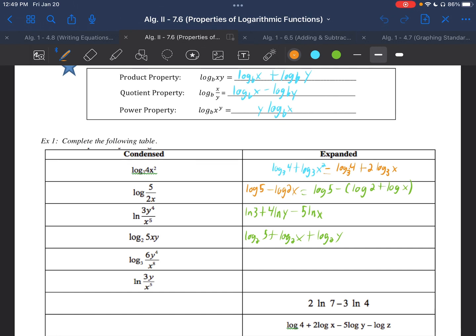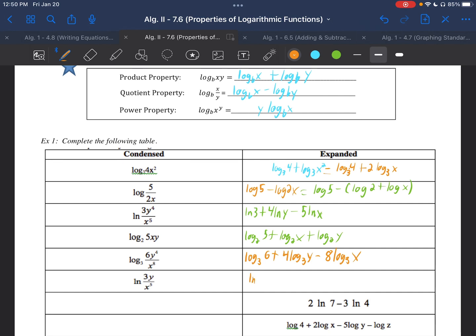All right, so it'll be log base 3 of 6 plus 4 times log base 3 of y. Use both the power and the product rule there, minus 8 times the log base 3 of x. Once again, using the power to bring the 8 down in front, and then the quotient rule there to use the subtraction. All right, I encourage you to try the next one on your own as well.